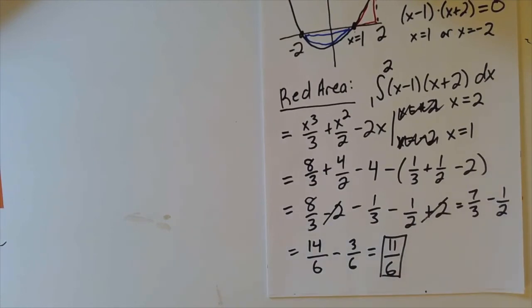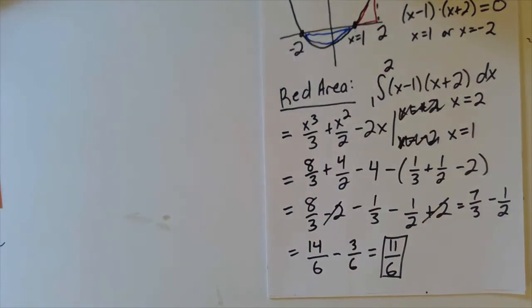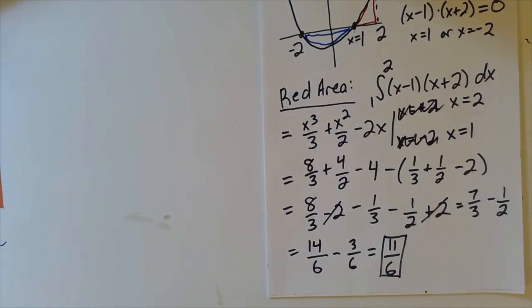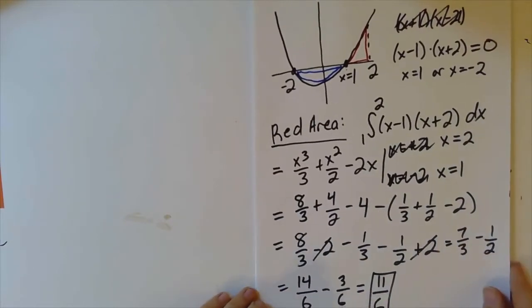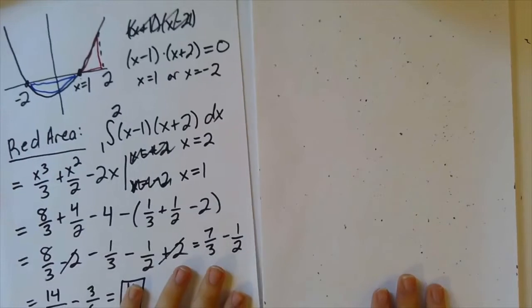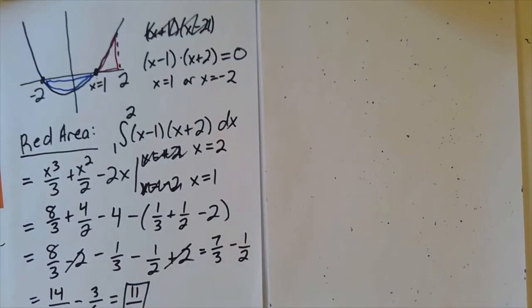And so what's our conclusion? The red area is 11/6. Okay, so that's half our answer. What's the other thing we have to figure out? Well, we also have to figure out the blue area.